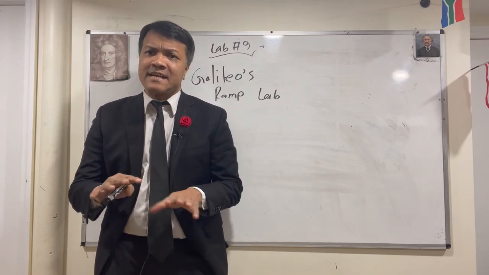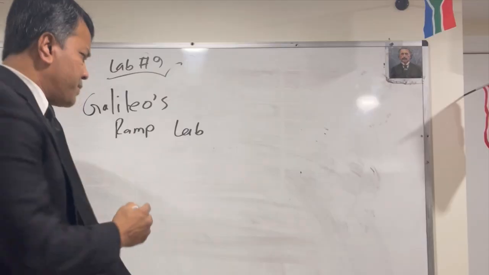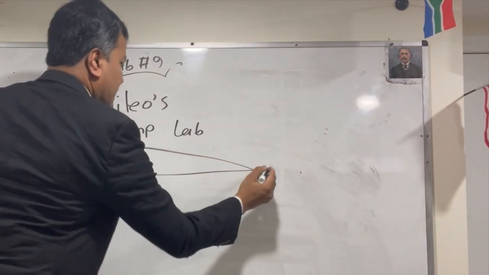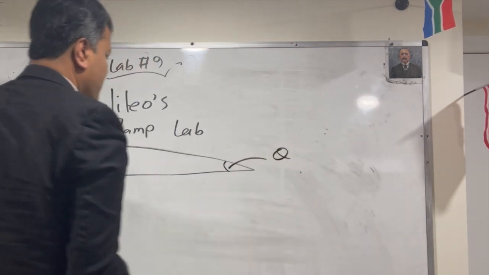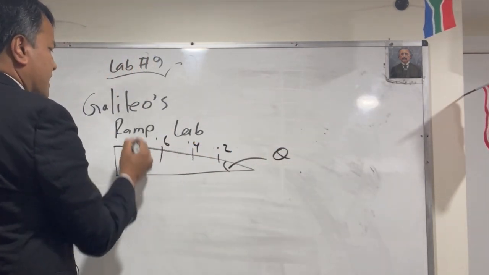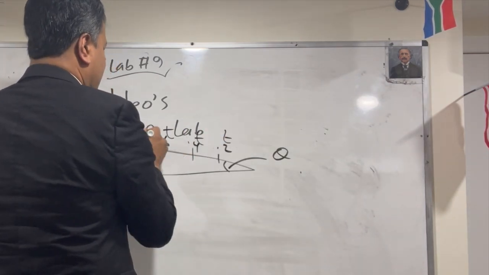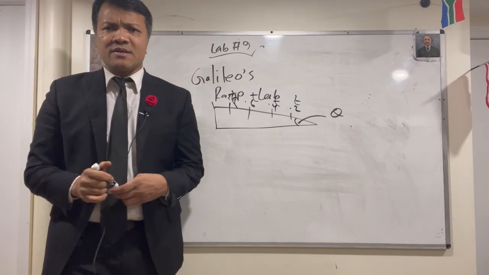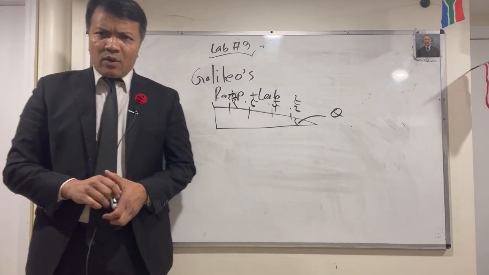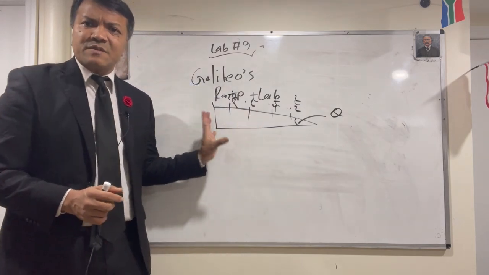However, I'm going to do it exactly the way Galileo did. I'm going to use the sound. So I'm going to create a ramp. And the ramp will have some theta, and I'm going to release the ball from 0.2 meter, 0.4 meter, 0.6 meter, 0.8 meter, and 1 meter. And I'm going to collect the time here. All right, and that will allow us to understand the behavior of a falling body, because this is just a falling body.